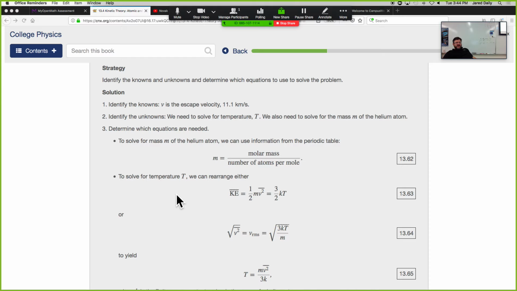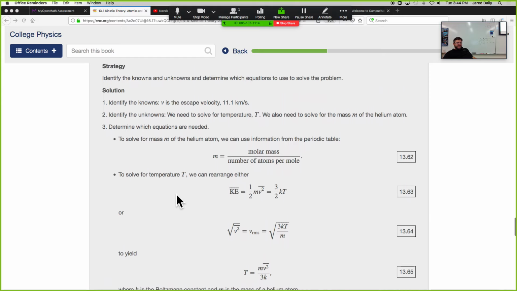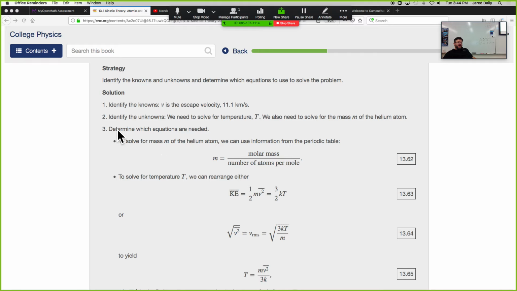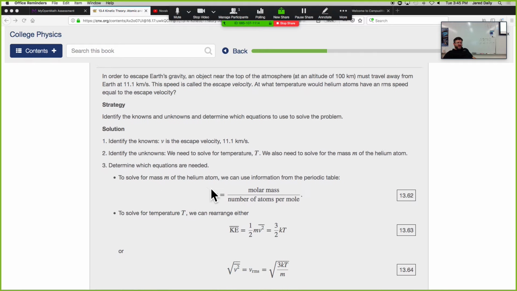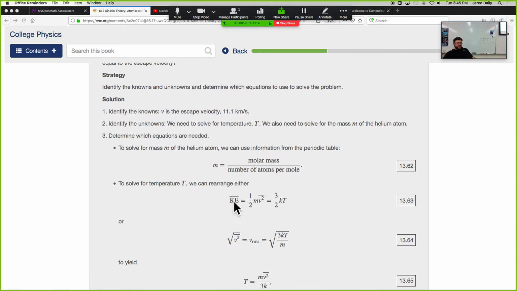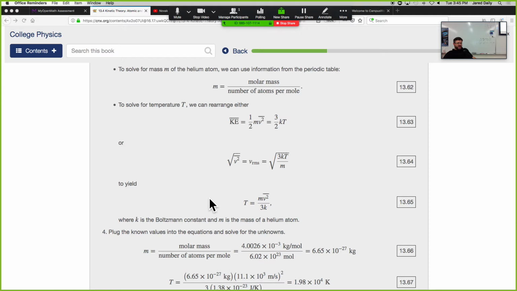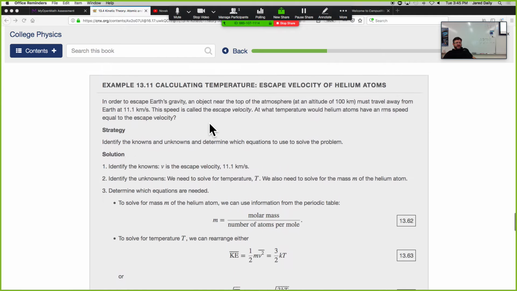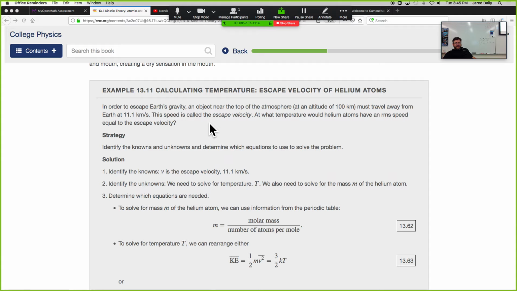So in this case, we want to figure out the temperature of helium when it reaches its escape velocity. So we need to know the mass. We take the molar mass divided by the number of atoms per molecule, just like we did with nitrogen.